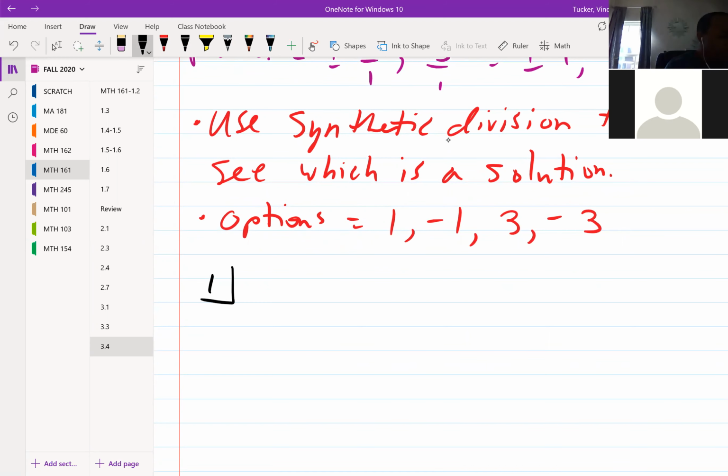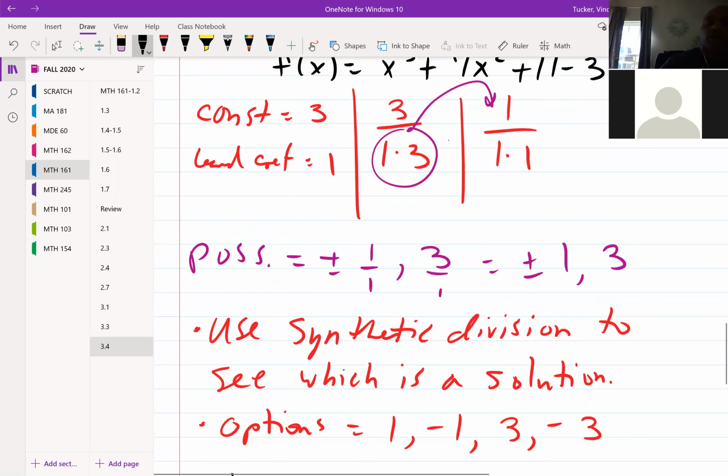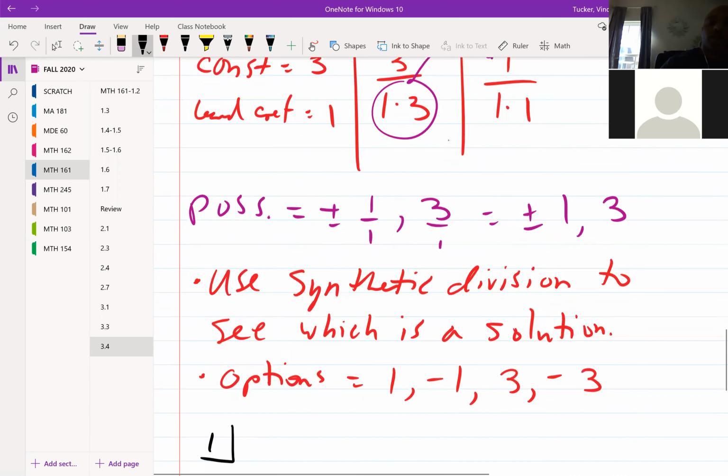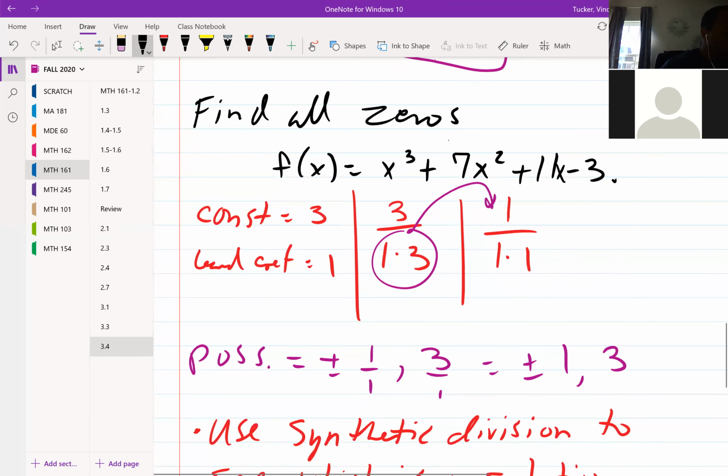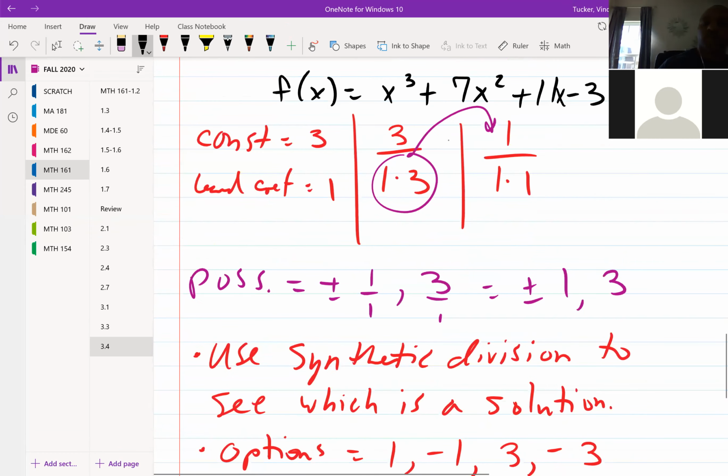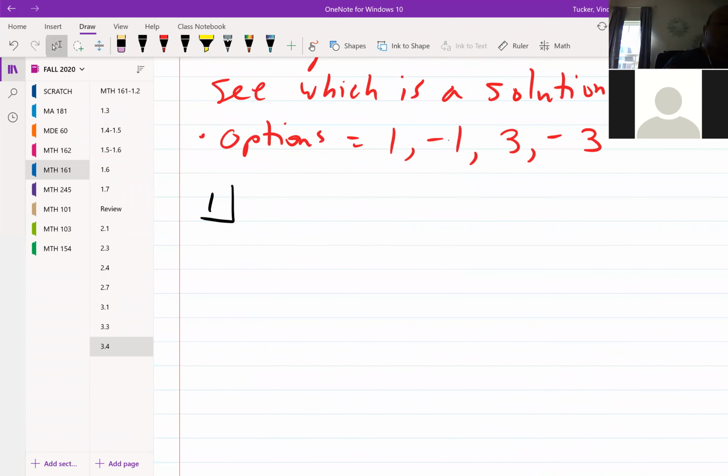So start off with 1 in the box. And our coefficients, 1, 7, 11. Oh, that should be an x right here. Sorry about that, guys. Right here should be 11x minus 3. Left the x off. So our coefficients, 1, 7, 11, and -3. And in order for it to be a solution, we need a 0 right here.